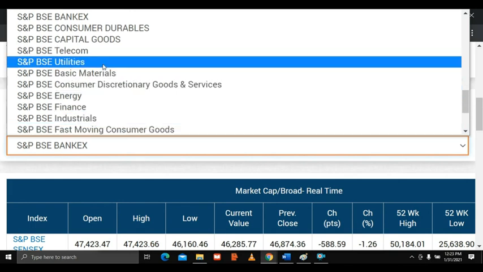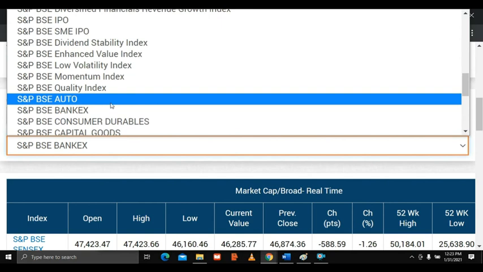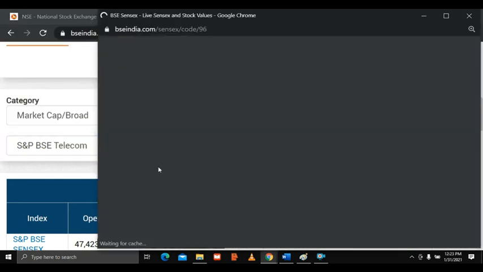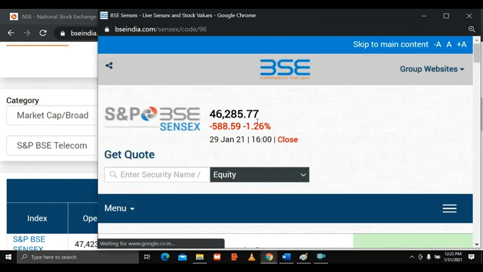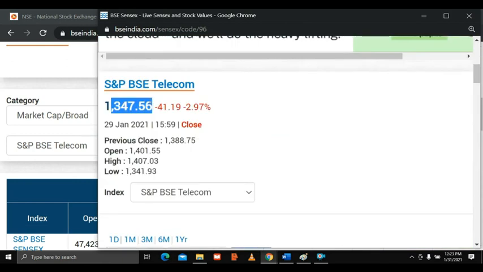For example, if I take telecom, look at this number, 1357, right? By looking at that number year to year, we will measure whether that particular index is growing or not. For a company's growth we can check the company, but for industry growth you have to look at the index. That is what indices are. Now you have a clear understanding of how you should differentiate between stock and indices. That is very much important. So hope you understood this.